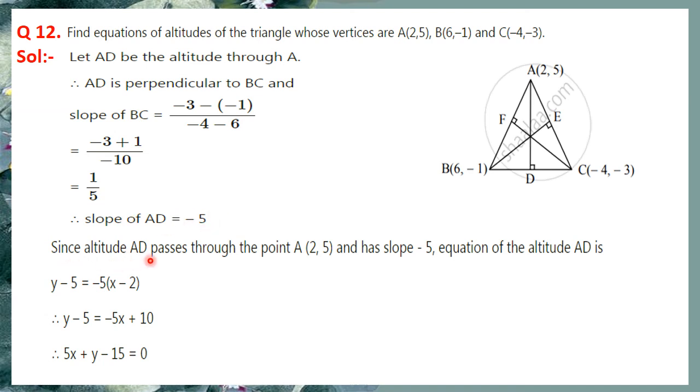Now, since the altitude AD passes through the point A (2, 5) and has slope minus 5, we will use the point slope form. So, y minus y1 is equal to m into x minus x1, and we substitute x1 and y1 as 2 and 5, and m is minus 5. So, we get y minus 5 is equal to minus 5x plus 10. 5x plus y minus 15 is equal to 0 is the required equation of the first altitude AD.